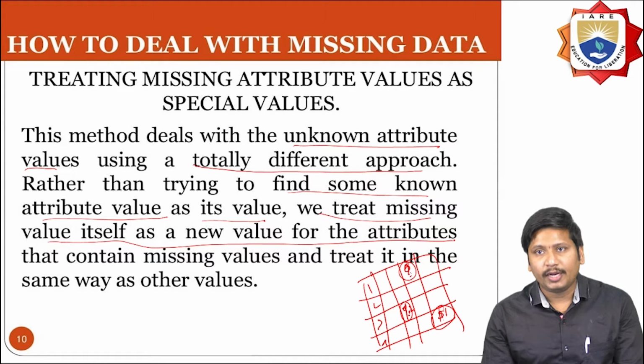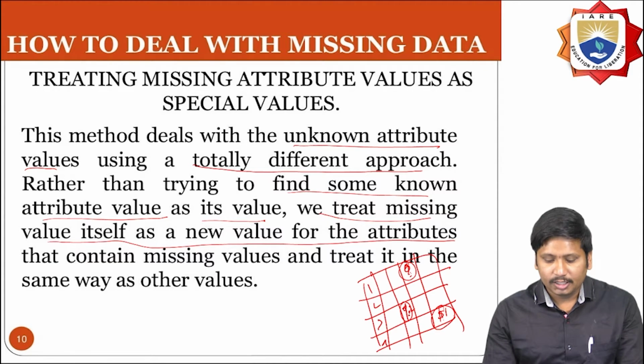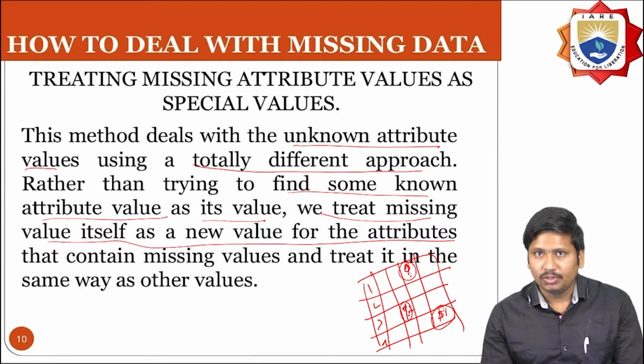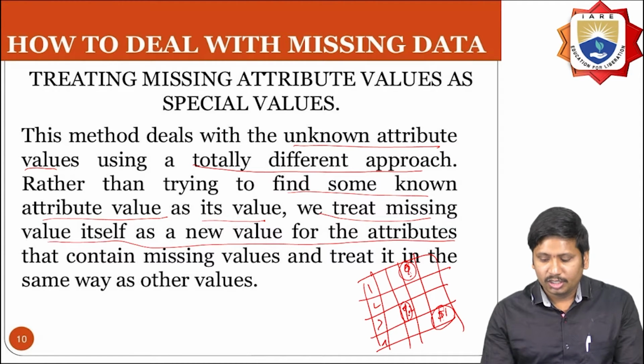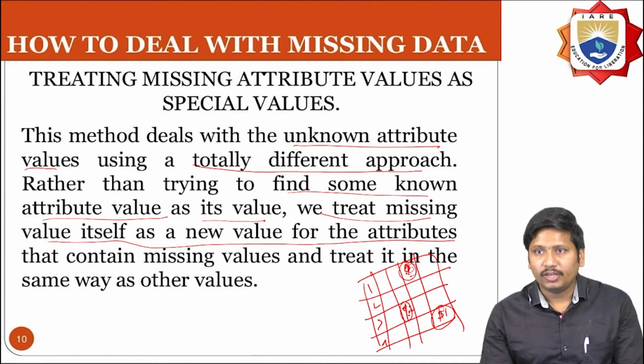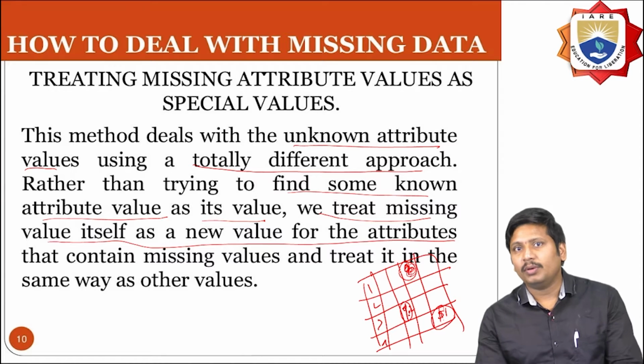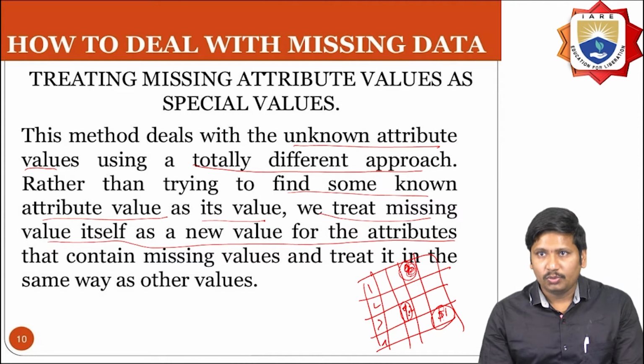So which can contain the missing values and treat them in the same way as the other values, right? Instead of finding the exact value here, through this method I can find some known absolute values and, based on the guess, we can treat this missing value as a new value for the attribute. So like this I can fill the data.